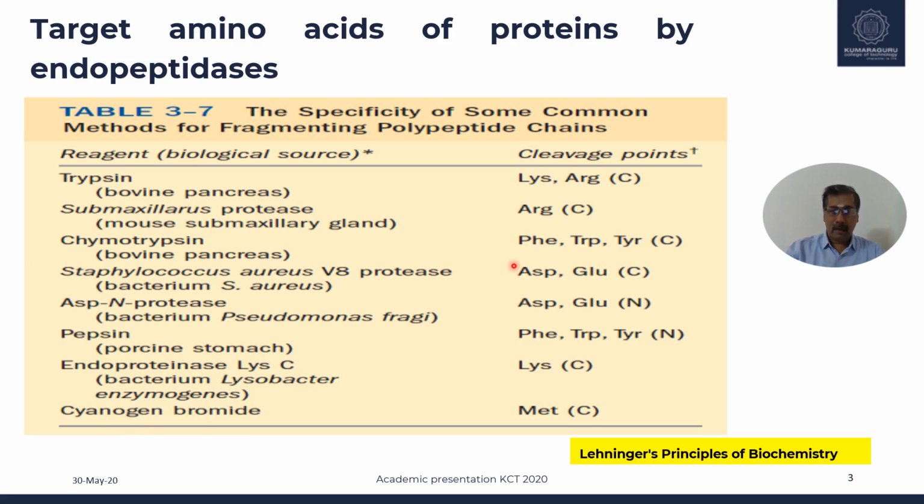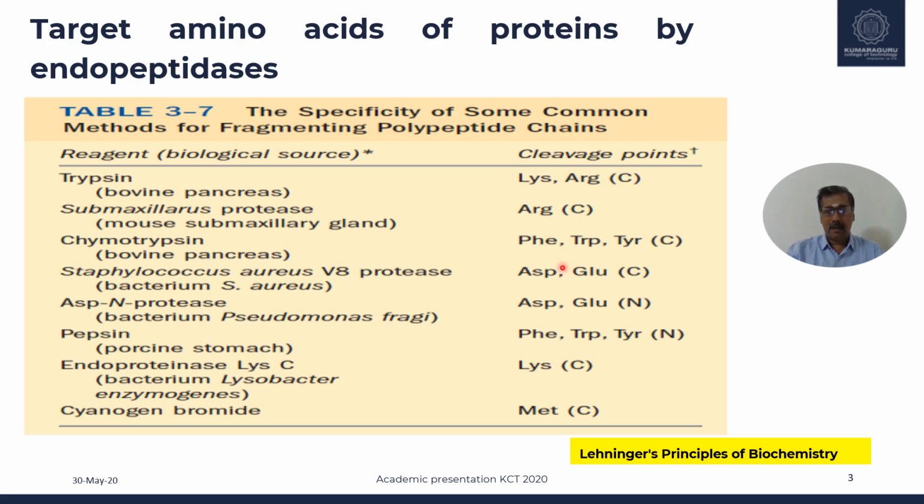What are the target amino acids in the protein? That means enzymes are very specific. They will not target any amino acid in a protein. So what is the specificity of chymotrypsin? Chymotrypsin will target a protein, and you know proteins are made up of 20 amino acids. So any amino acid will not be targeted by your chymotrypsin. Very specifically it will target three different amino acids, that is phenylalanine, tryptophan and tyrosine.